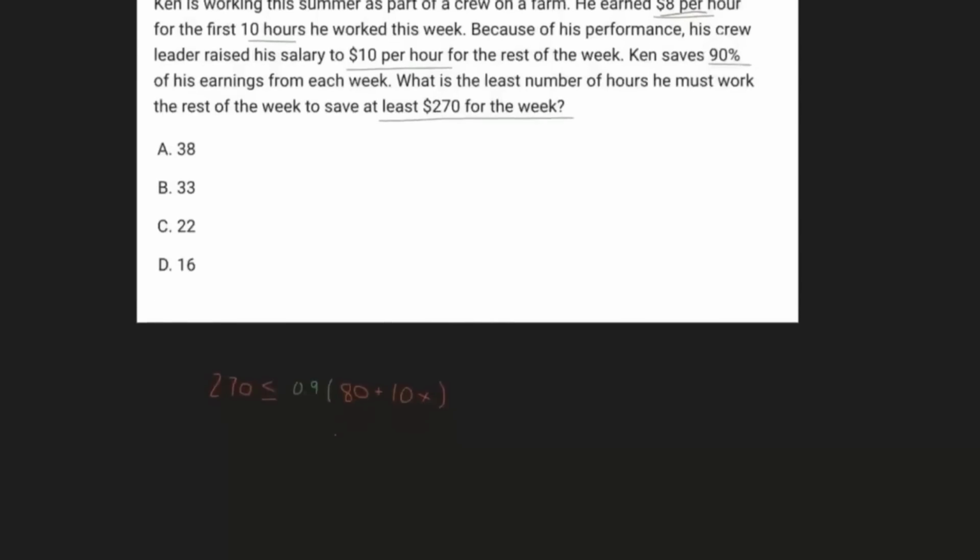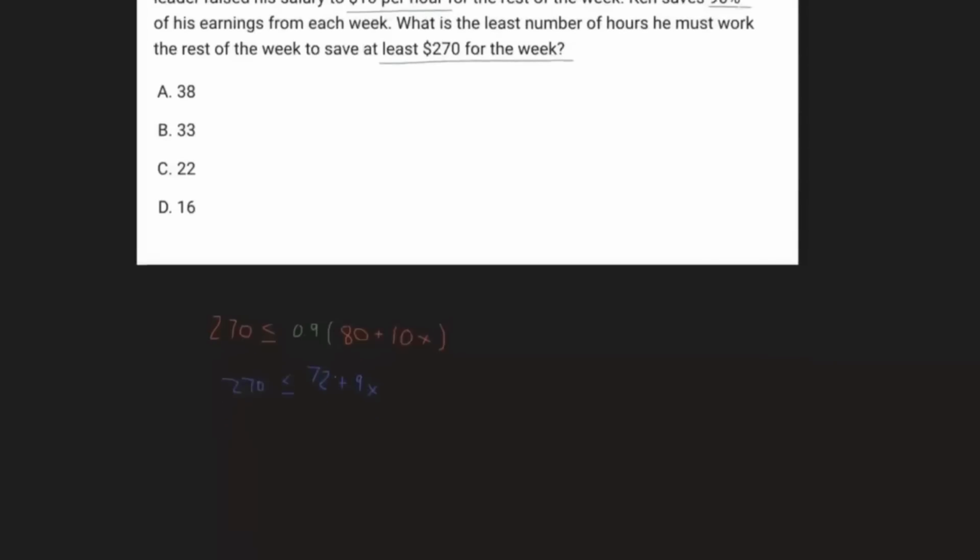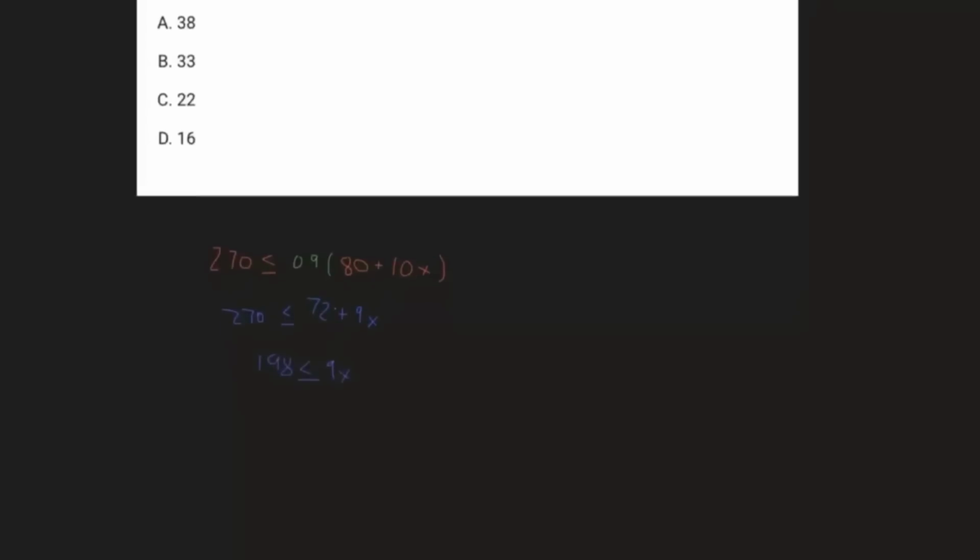All right, so now we just want to simplify this inequality, right? So 0.9 times 80 is going to give us a value of 72. 0.9 times 10x is going to be plus 9x. Set this greater than or equal to 270. Okay. And so we want to subtract 72 from both sides because we're isolating for x. And so we get 198 is less than or equal to 9x. Divide both sides by 9 and we get a value of 22 is less than or equal to x.